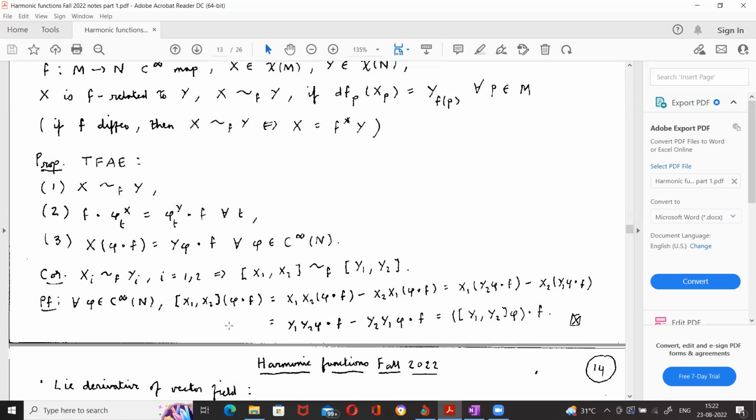You use property 3 and the definition of the bracket applied to a function. So the bracket of x1, x2 applied to phi composed with F is x1 x2 applied to phi composed with F, minus x2 x1 applied to phi composed with F. Since x2 is F related to y2, x2 of phi composed with F I can write as y2 phi composed with F. Similarly, x1 of phi composed with F is y1 phi composed with F. Then I apply property 3 again: x1 of this function composed with F will be y1 of that function. So that is y1 y2 phi composed with F, minus y2 y1 phi composed with F, and this is equal to the bracket of y1, y2 applied to phi composed with F. Is this all right? This is just a simple computation.